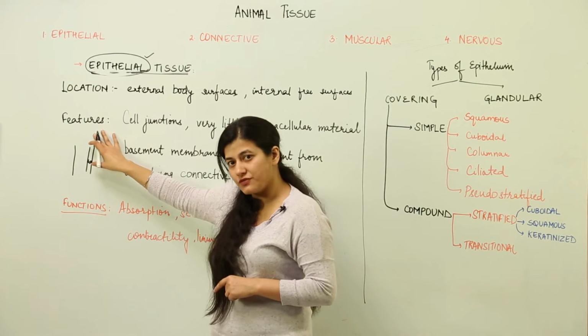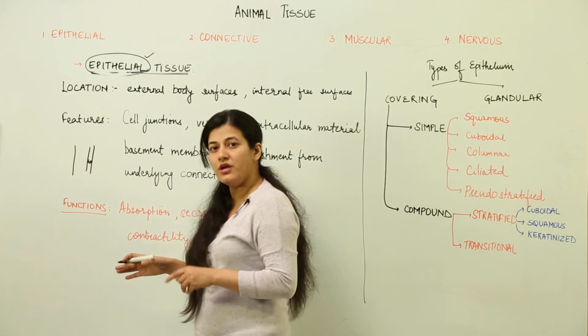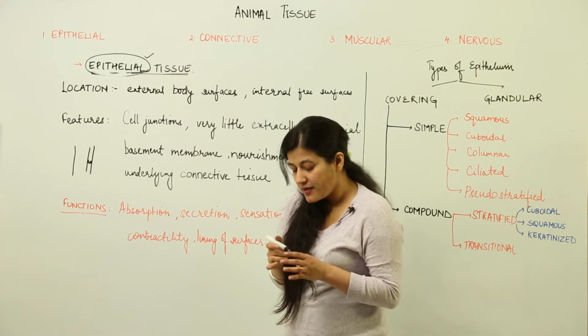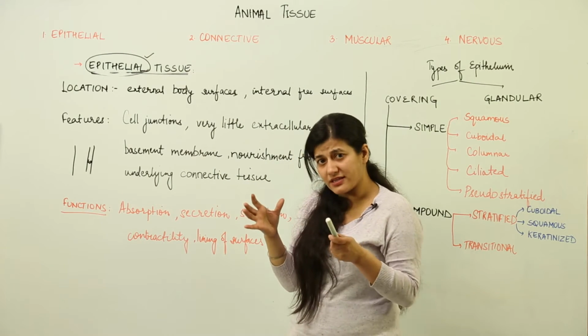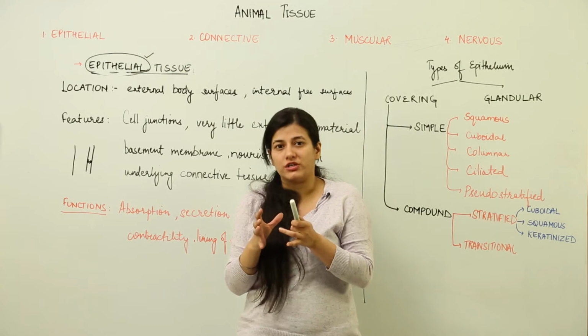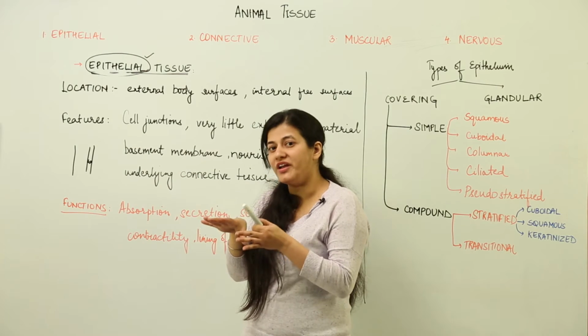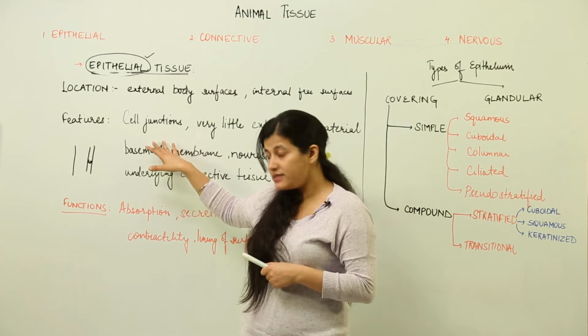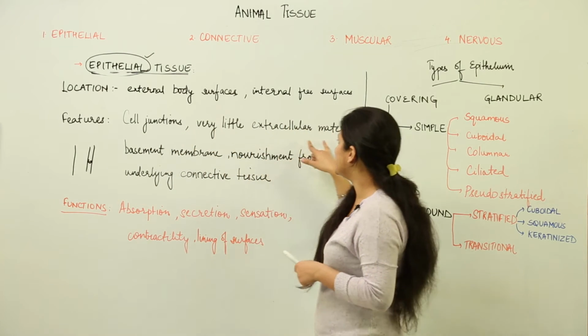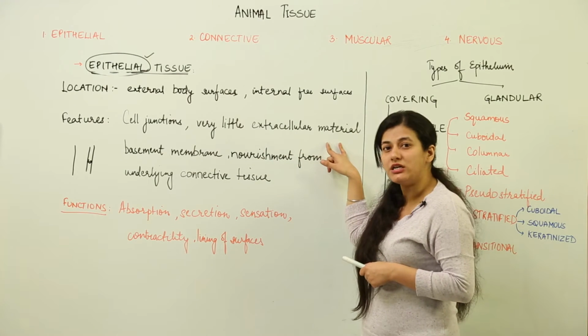Now what are the features of this epithelial tissue? This is a tissue that is going to have cells inside it. The cells are basically closely packed to each other. They are polygonal cells. They have cell junctions, that means those cells would be joined at certain positions, and there would be very little extracellular material present inside them.